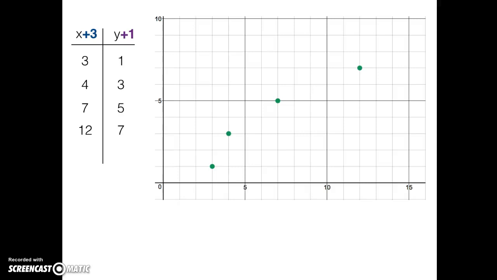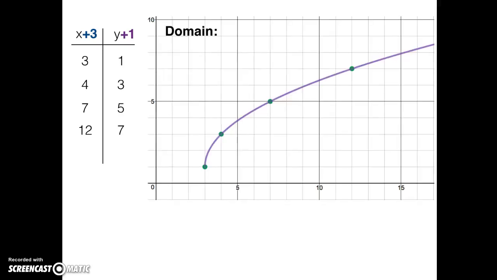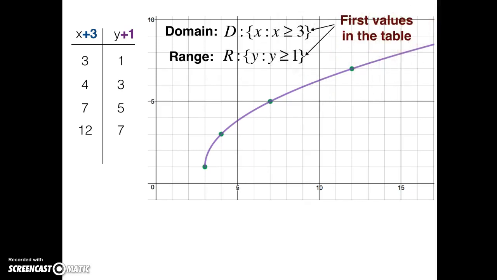When I plot my points and connect it in the curve, our domain and range for this specific function is x is greater than or equal to 3 and y is greater than or equal to 1. Where did I get those values? Those are the first values in the table. This will always be true as long as you follow the procedure on the previous slide. Don't forget your arrow on the right end of your function.